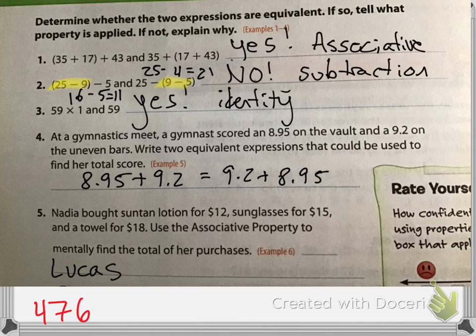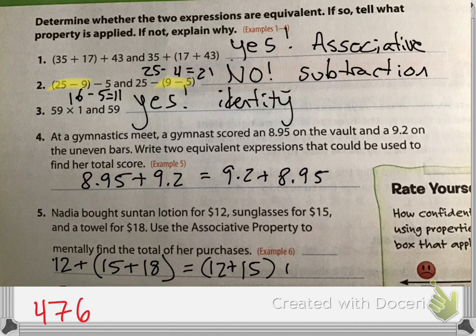And then Lucas, what about the last one? How can I rewrite the last one? 12 plus 15 plus 18. Perfect. And then how else could I regroup it based on that associative property? What could I put in my parentheses now? Well, I put 45 when I added them all together and got my answer. Oh, he got his answer already. But if we did the associative property right there, that's how it would look. Just like the one up at the very top, all we do is regroup. And guess what? Did you get the same answer no matter how we would add it?